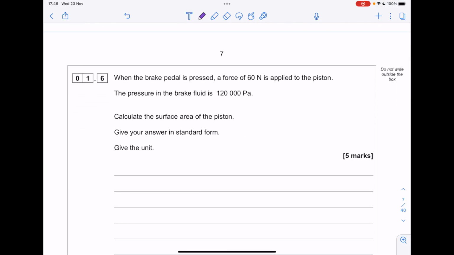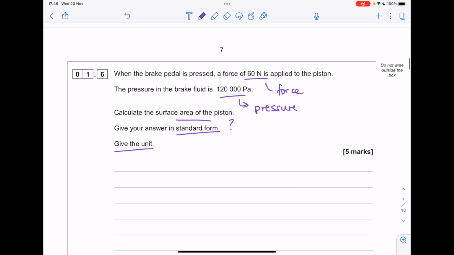When the brake pedal is pressed, a force of 60 newtons is applied to the piston. Pressure in the brake fluid is 120,000 pascals. Calculate the surface area. Give your answer in standard form. Give the unit. It's worth 5 marks. Let's use that formula triangle again. We're after surface area, so we can see that that is force divided by pressure. So substitute in your values.